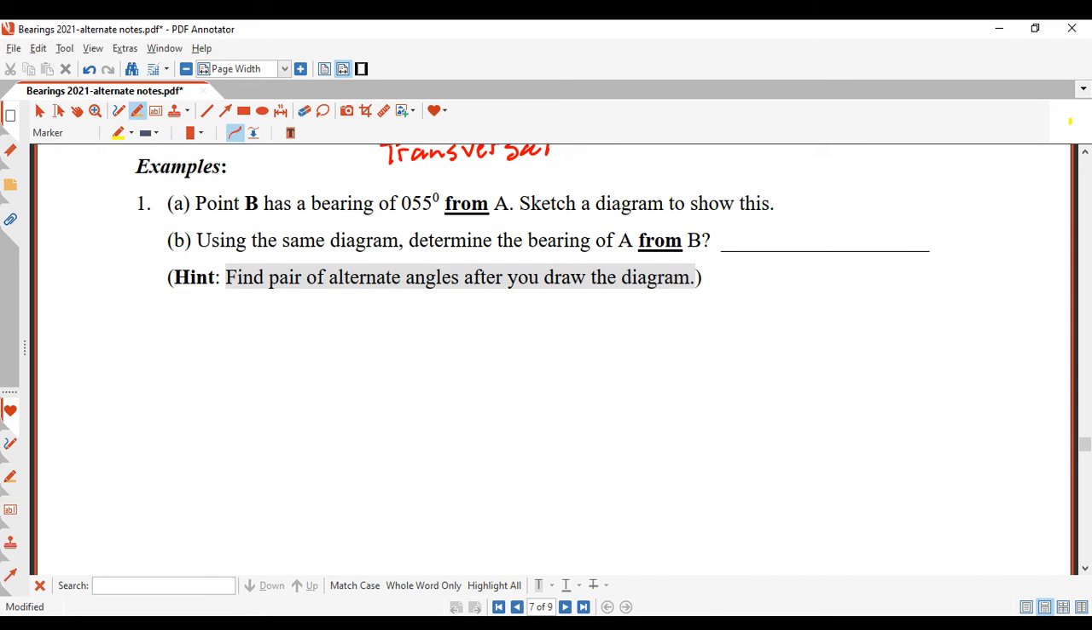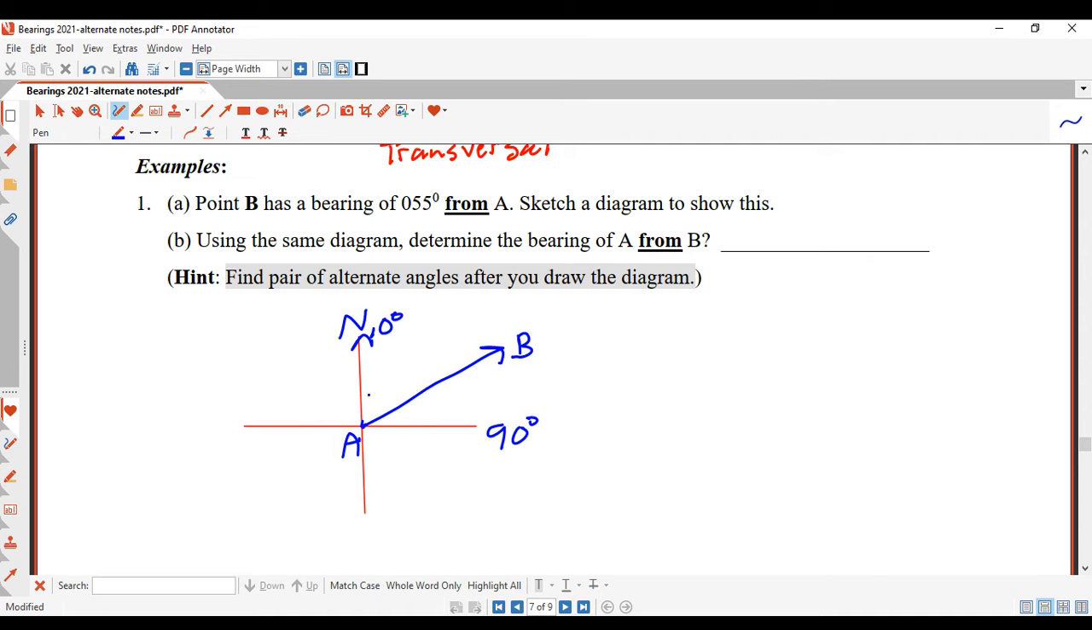Okay, so now we're going to draw a diagram. It says point B has a bearing of 055 degrees from A. So we're going to draw a compass because it says sketch a diagram. Now the bearing is being taken from A, so A is at the center. Now this is going to be our north line, and it says 055 degrees. Now I know up to here is 90 degrees, and I know that north is 0 degrees. So 55 degrees will be somewhere out here, and that's where B is. Okay, so there's our 55 degree angle, just there.